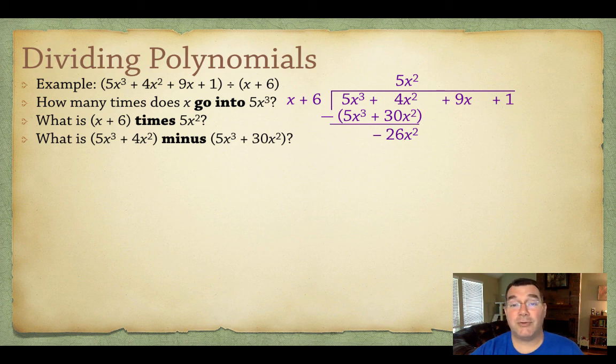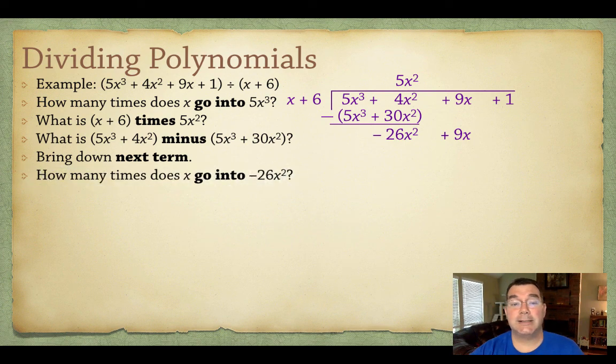What do I do next after I subtract? I bring down the next term, which is a positive 9x, and I go through the same process. So I'm looking at the x on the outside, and I'm looking at the negative 26x^2 underneath, and I ask myself, what would I have to multiply x by to get negative 26x^2?